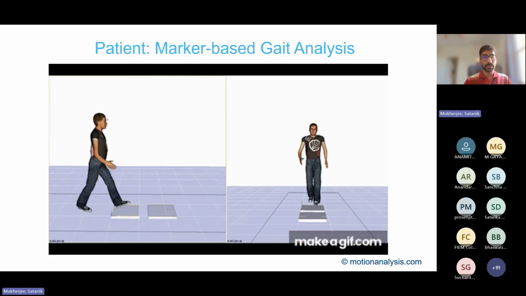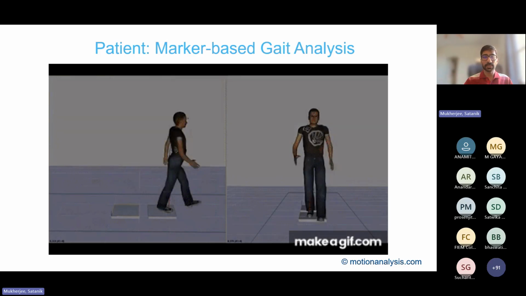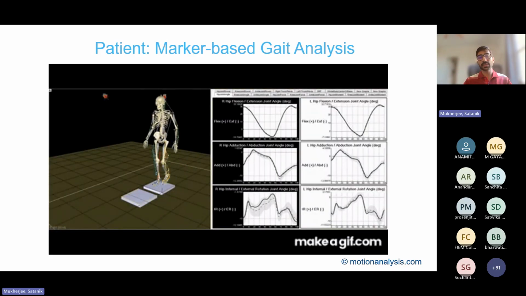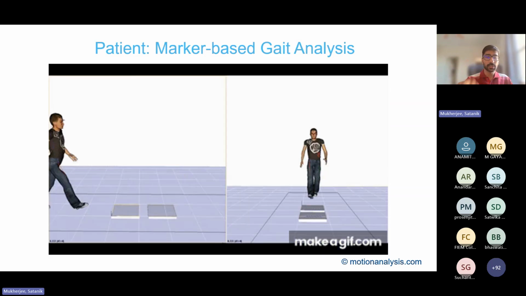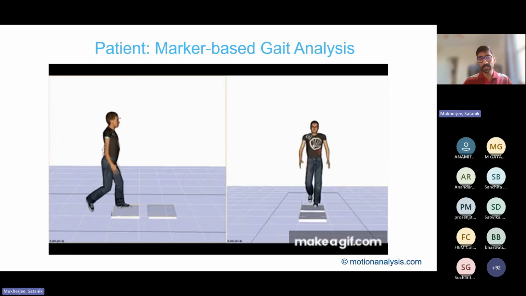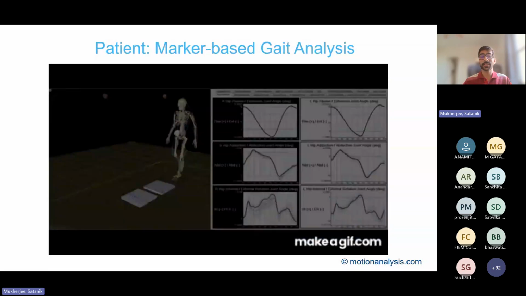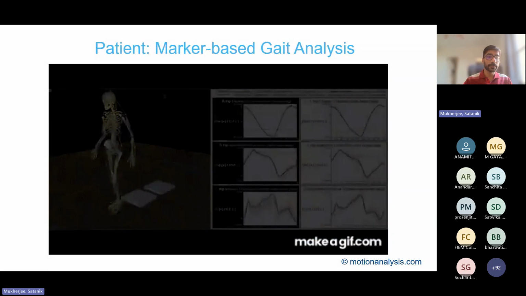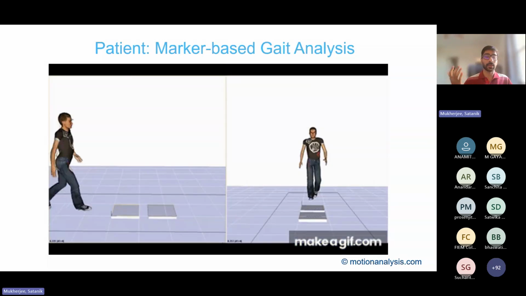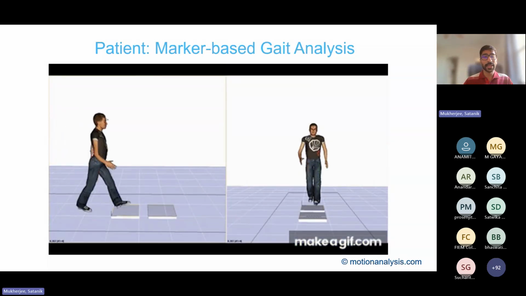Just to give you an example of how it works, there are these markers placed on the patient's body, and the patient is walking with cameras tracking the motion of the patient. The patient also walks on two force plates, which have force sensors that sense how much force the patient is putting on the force plate while walking.